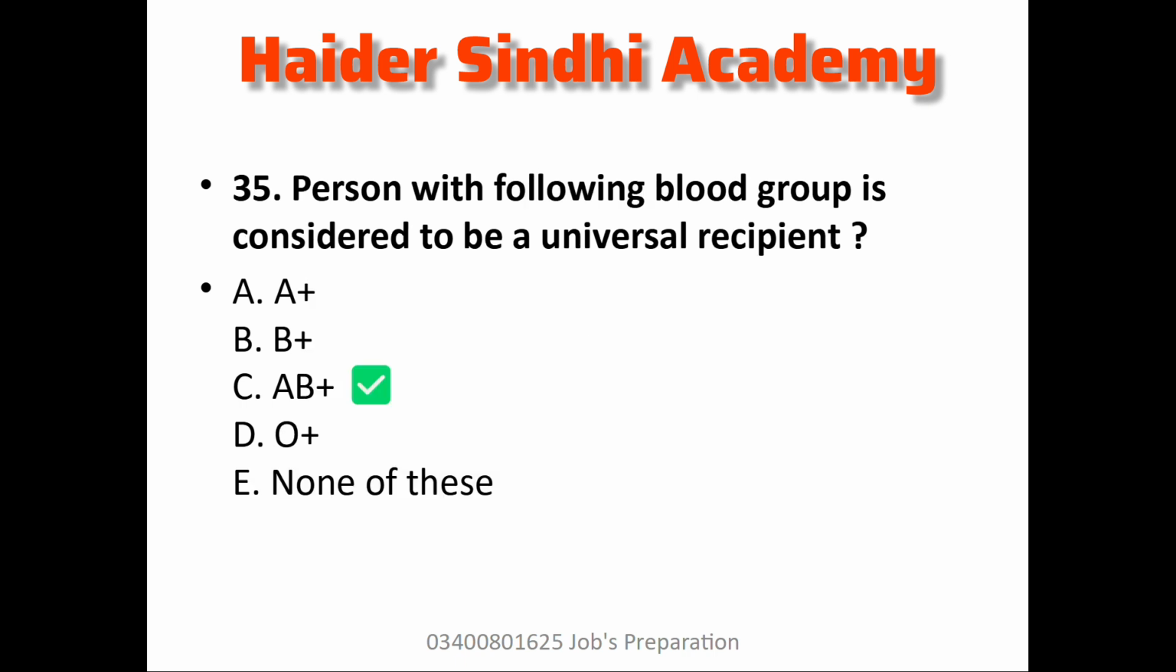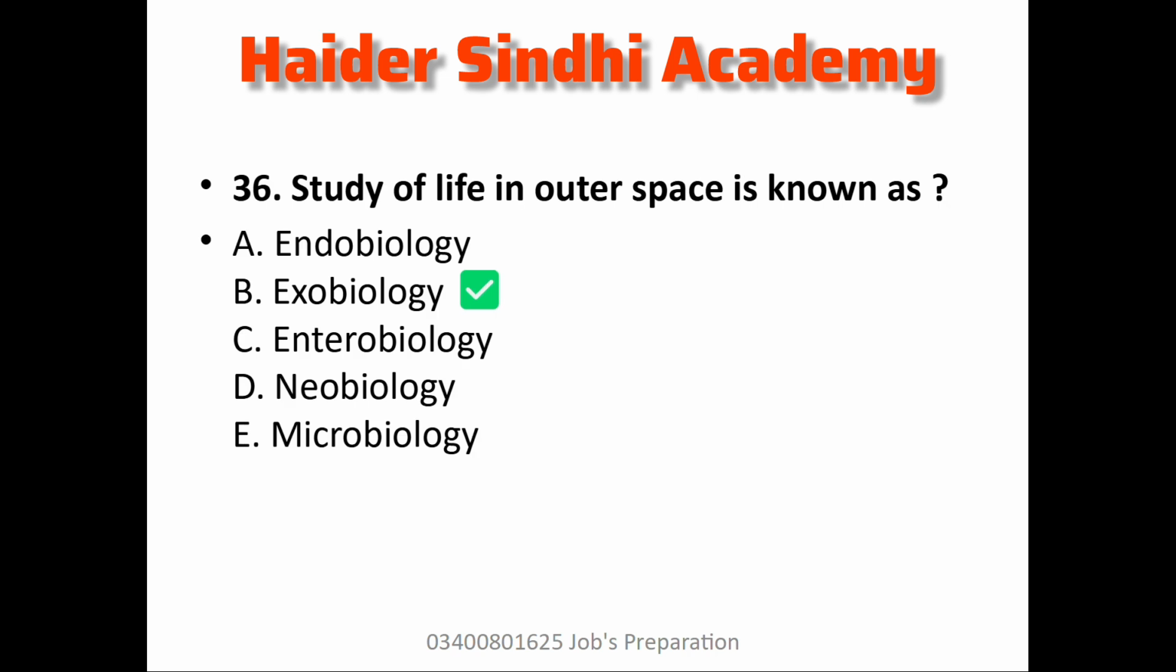Person with the following blood group is considered to be a universal recipient. AB positive is the correct option. AB positive वाला A प्लस से भी ब्लड रिसीव कर सकता है, B प्लस से भी, O प्लस से भी, A नेगेटिव से भी, B नेगेटिव से भी, so it is called universal recipient.